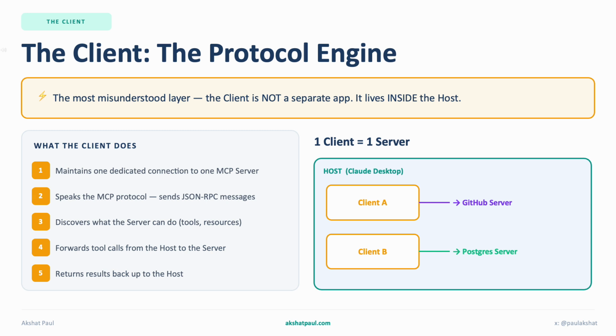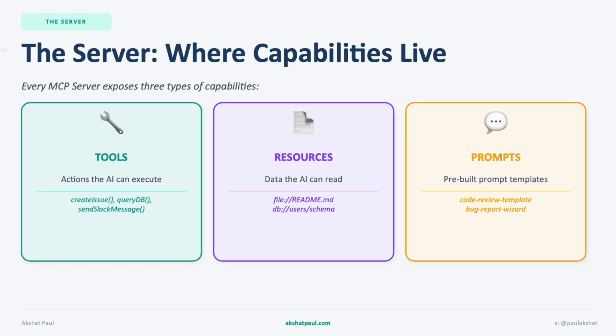This design is intentional. By isolating each server connection into its own client, MCP ensures that problems with one server don't cascade and break everything else. Failure isolation is built into the architecture. The MCP server is where the actual capabilities live. It's what you build when you want to give AI agents access to a new system or dataset.